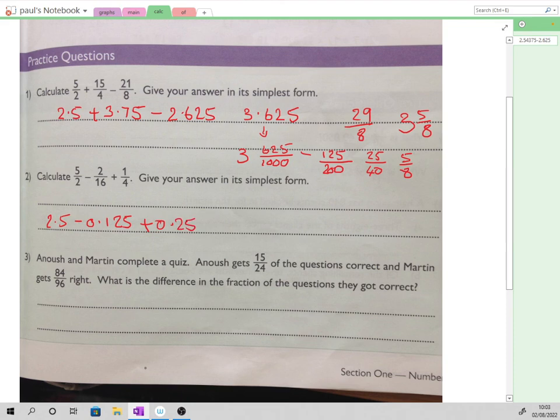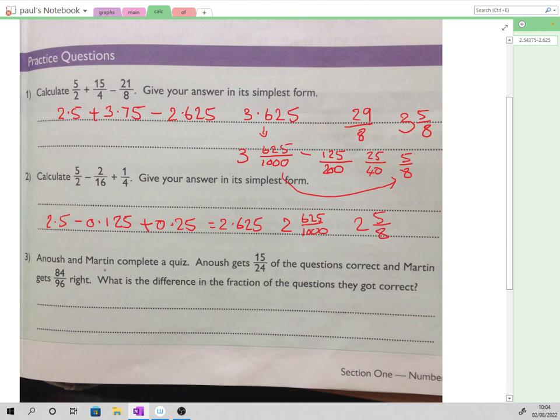So 2.5 minus 0.125, and then add 0.25. That equals 2.625. Now, look at that, 625. This is going to be 2 and 625 over 1,000. And that is the same as that, isn't it? So that's going to be 2 and 5 eighths.